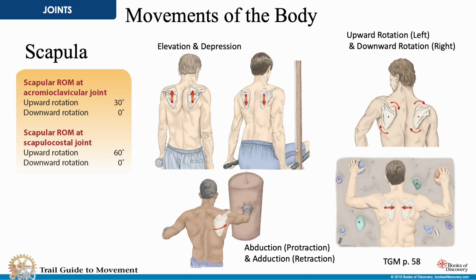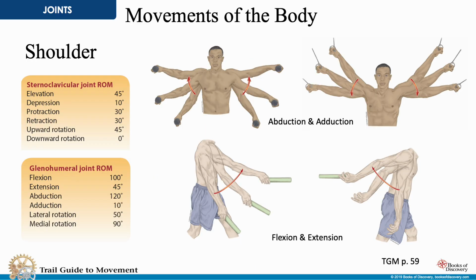Here are different degree range of motion with the scapula, showing elevation and depression, protraction and retraction, so abduction and adduction, and upward rotation and downward rotation. Shoulder range of motion degrees, abduction and adduction. Again, remembering abduction is when you are taking it away from the body, or abducting it away from the body. Adducting, adding it to the body, bringing it back towards the body.